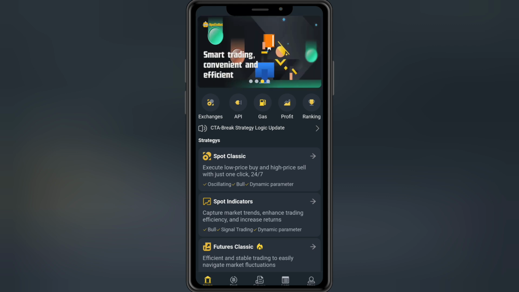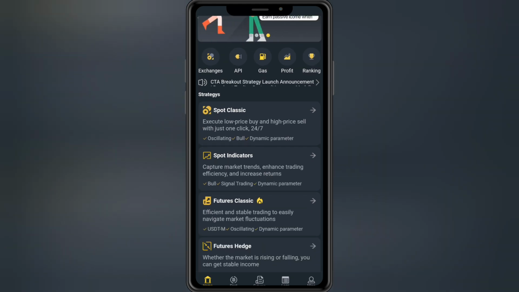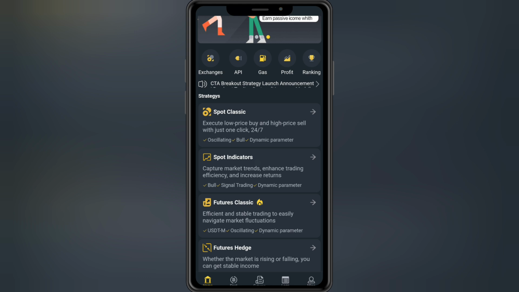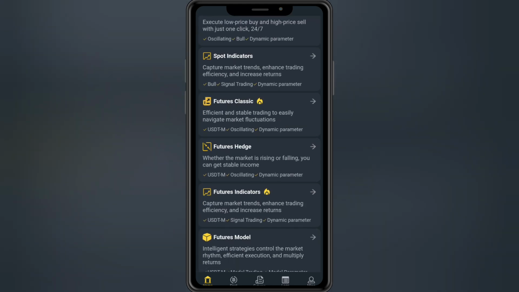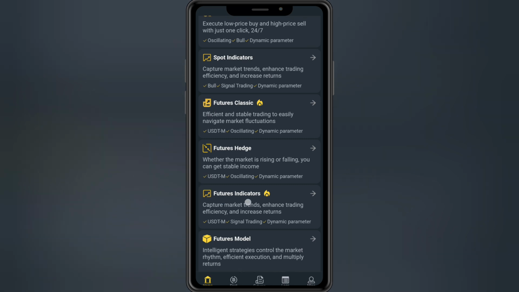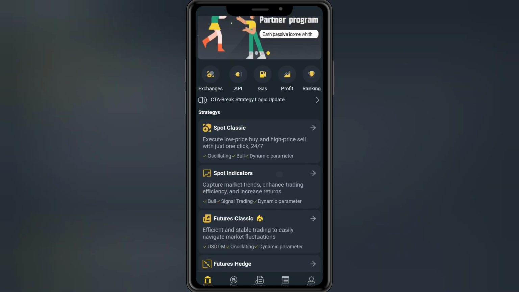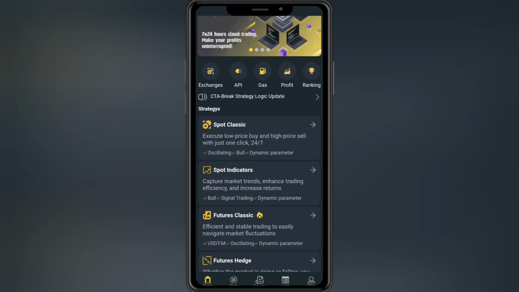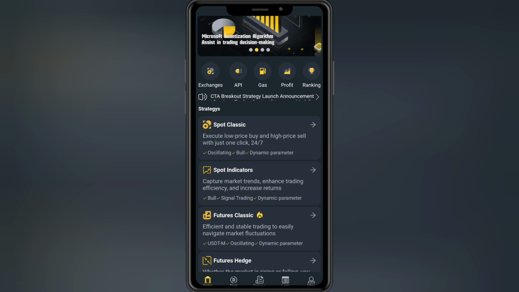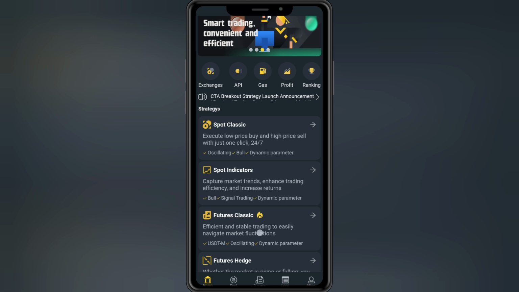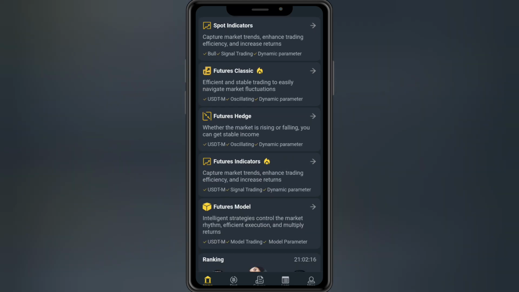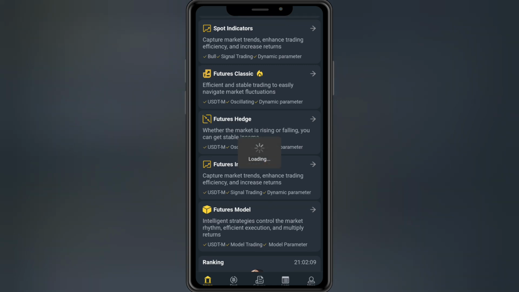Now, the strategy that most people have been asking me about is the spot indicators and futures indicators. And for today's video, I recommend you use futures indicators and spot indicators only if you don't have time to analyze coins. Now, if you want to trade using futures or spot indicators, you can just go, for example, I want to use futures indicators for this video tutorial. So I'm going to come to the futures indicators strategy, then I tap on it.